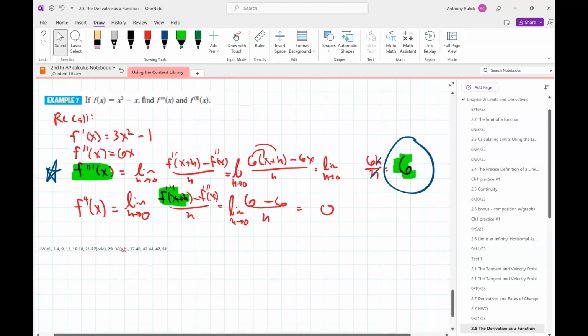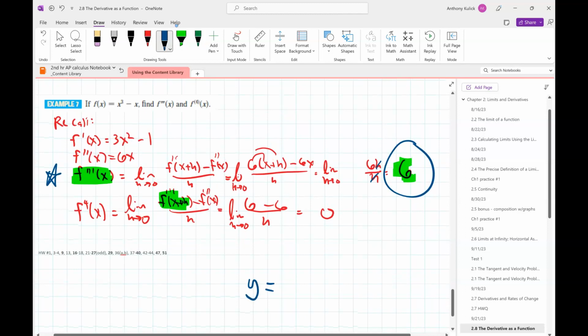So if I graph y equals 5, what's the y coordinate when x is 7? 5. What's the y coordinate when x is 20? 5. What's the y coordinate when x is 10 million? What's the y coordinate when x is x plus h? 5.